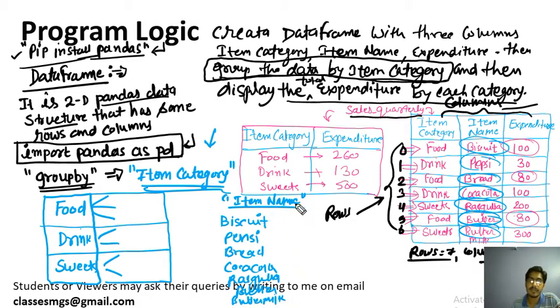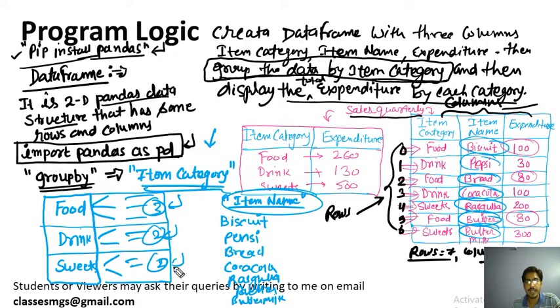So my concept is like this: if there is a repeated value, then it will fall under one group. All the rows that have the category food will come under one group, so it has 3 rows and 3 elements in total. Drink will come under one group, and it has 2 rows, so 2 items in total. Sweets have 2 rows, so 2 items. This is how the group by actually works.